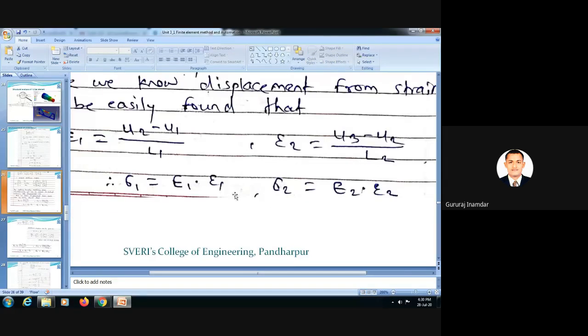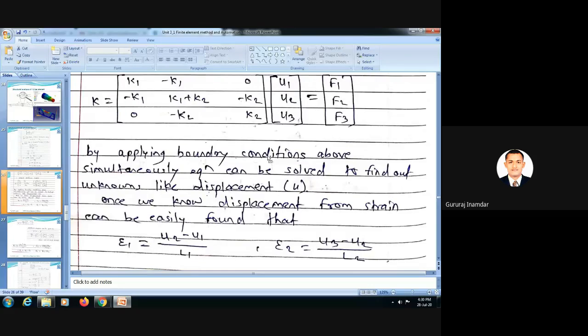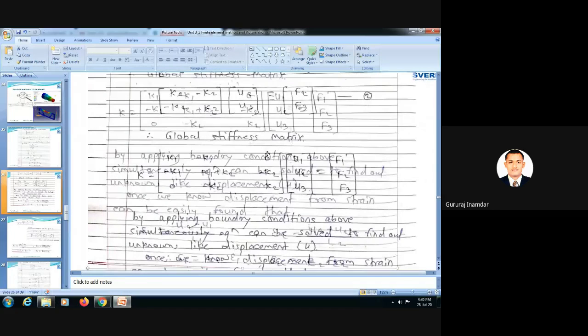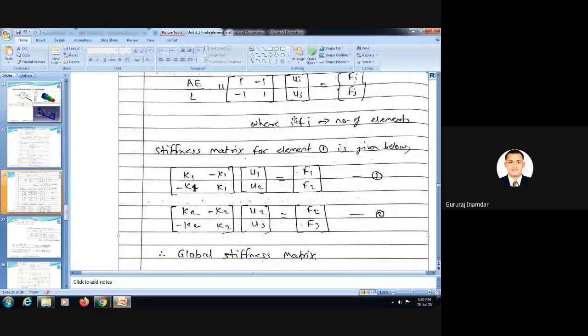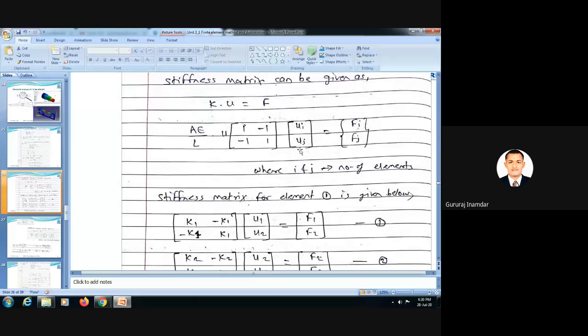So next we get the equation K is equal to AE by L. This is a basic equation. Any doubt, please ask me.